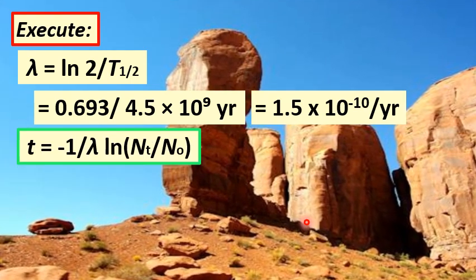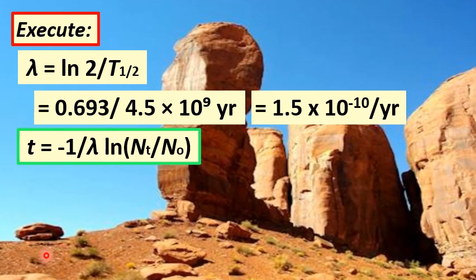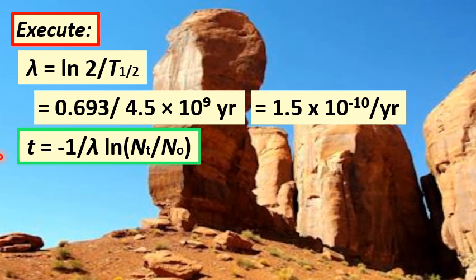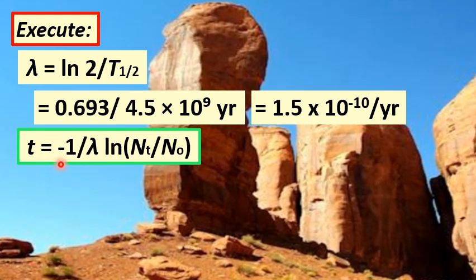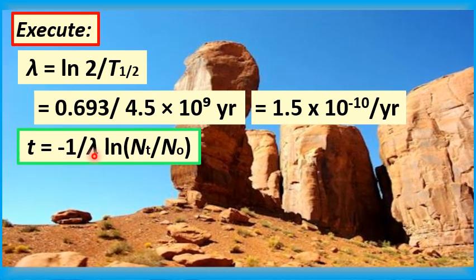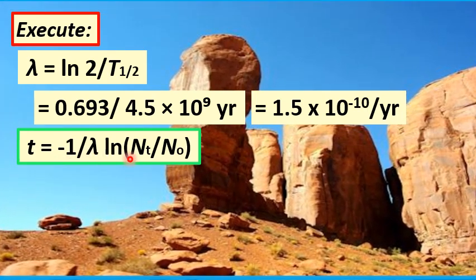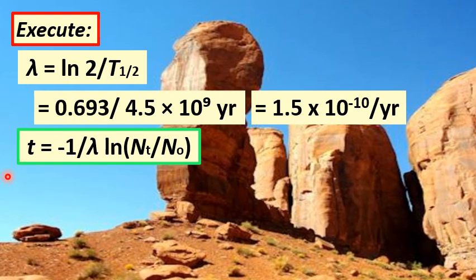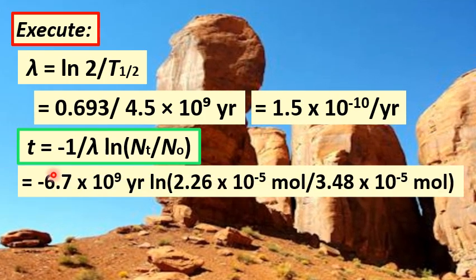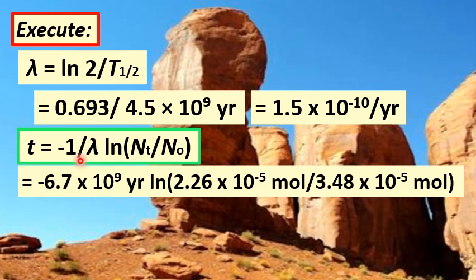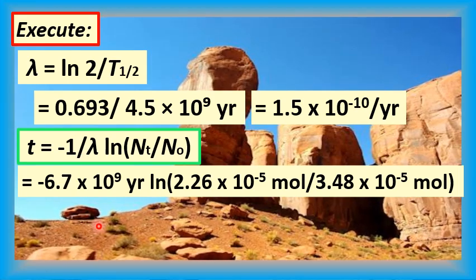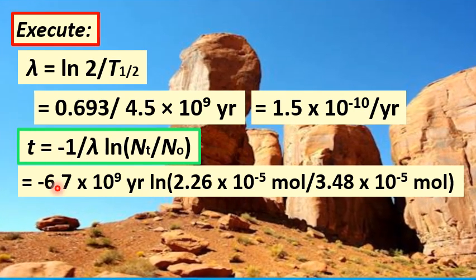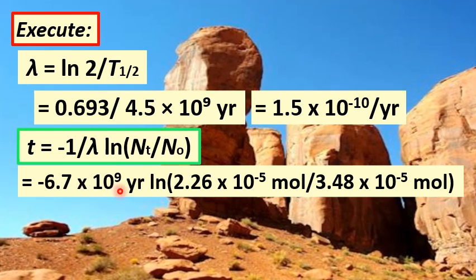And then computing for the time small t, which represents the age of the uranium ore, whose formula is negative 1 over the decay constant lambda multiplied by the natural log of the ratio capital N sub t over capital N naught. So substituting the value of the reciprocal of the decay constant, take note there is a negative sign. So that will be negative 6.7 times 10 to the 9th year.